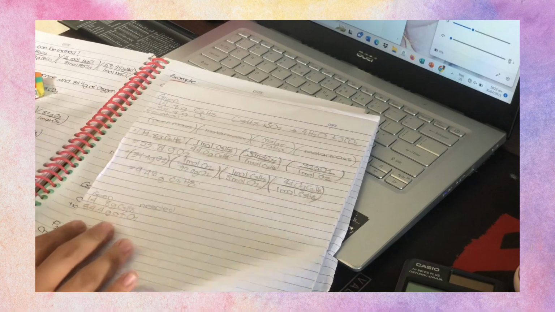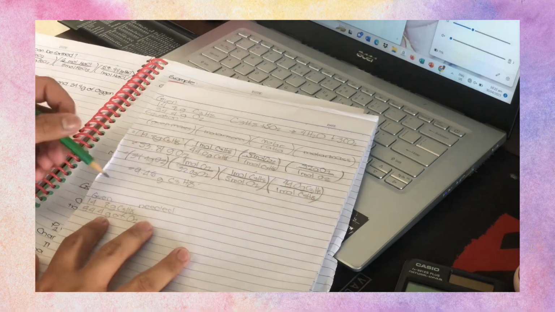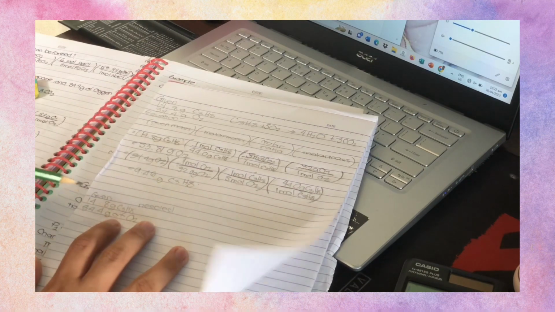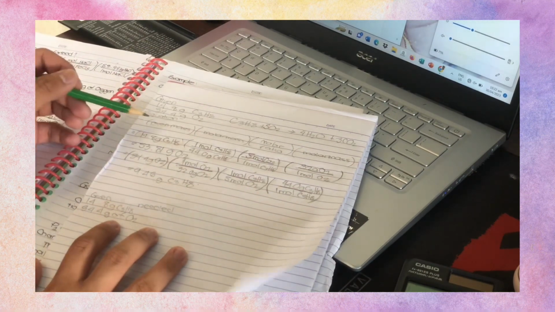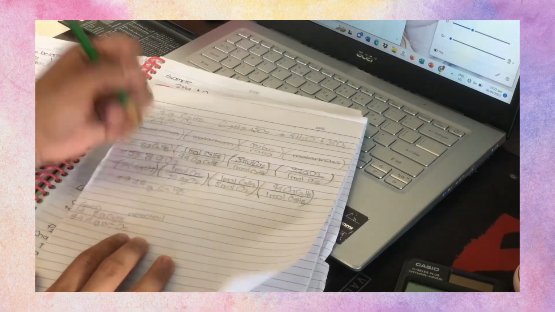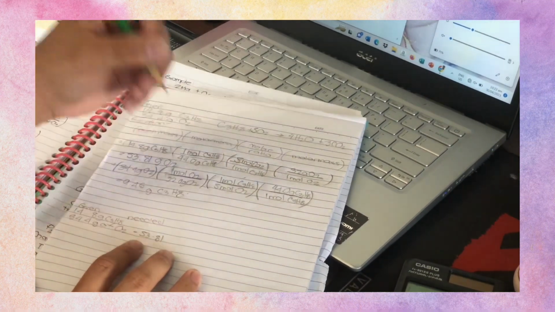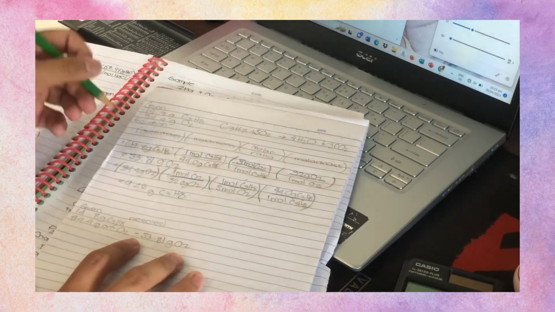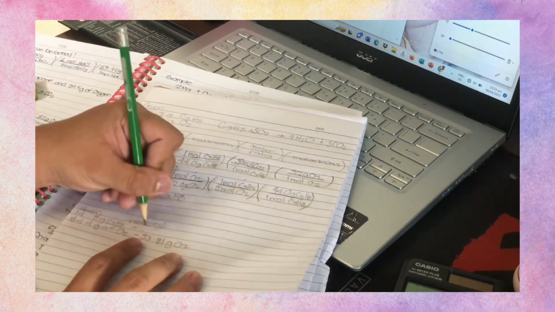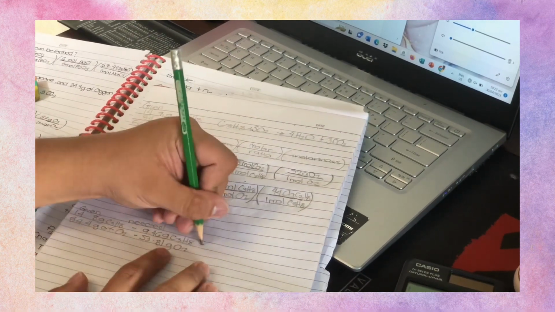Here, we will now determine the limiting and excess reactants. In the given, we have 14.8 grams of C3H8 and 34.4 grams of O2. But in the solution we have, it is said that we need 53.81 grams of O2, and for C3H8, we need 9.46 grams of C3H8. Now, we subtract.